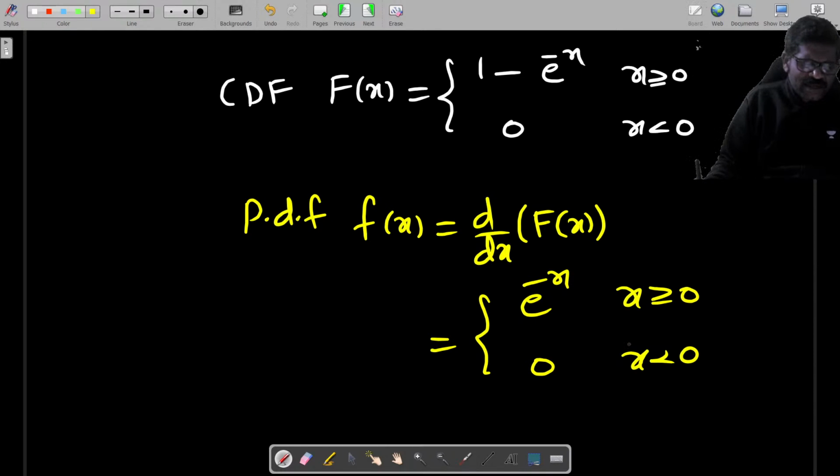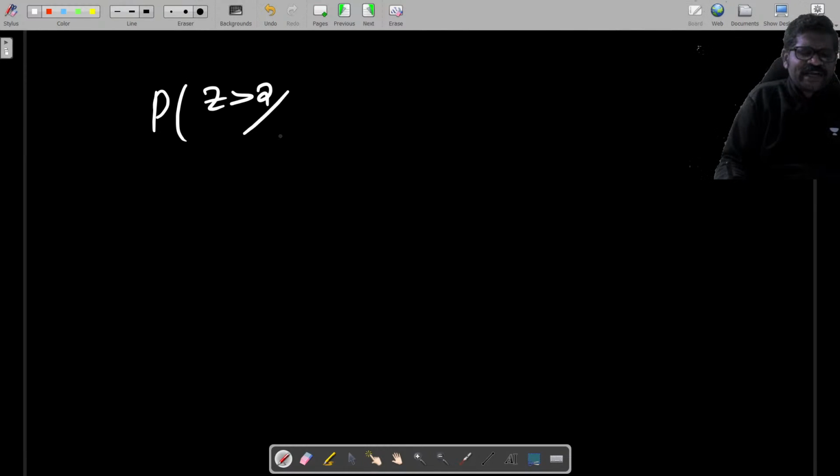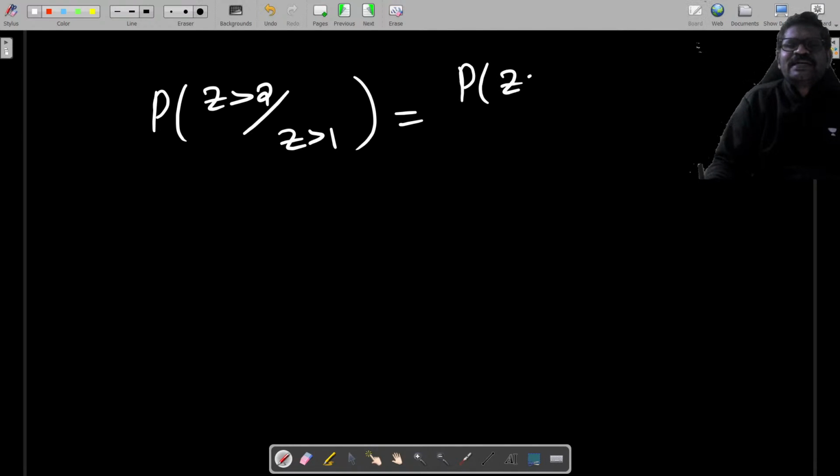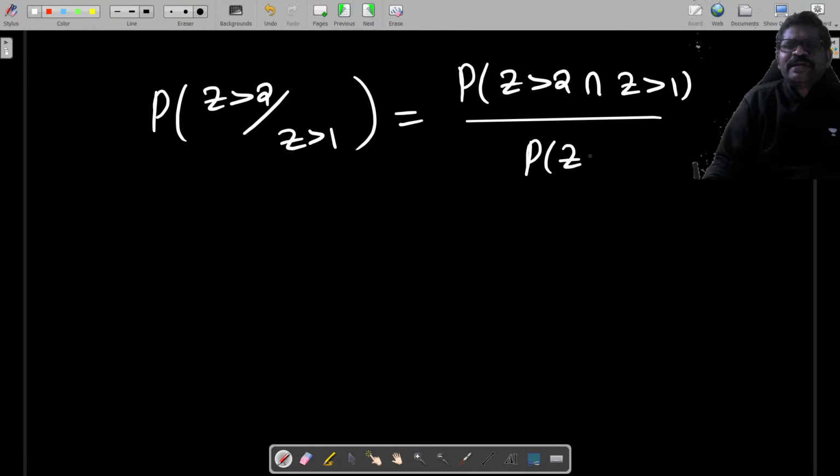Now, we have to find out the probability of z greater than 2 given z greater than 1. The conditional probability of z greater than 2 given z greater than 1 is nothing but the probability of z greater than 2 intersection z greater than 1, divided by the probability of z greater than 1.